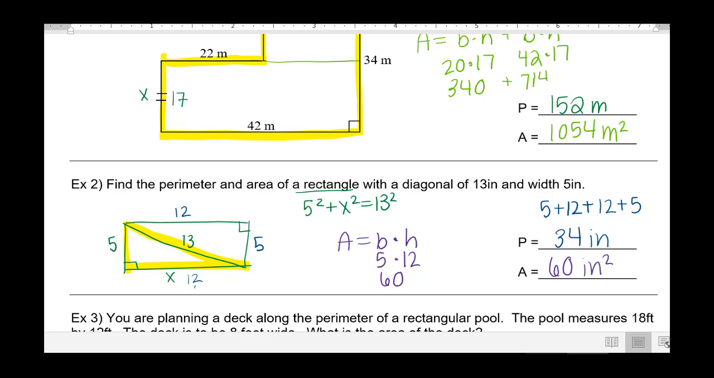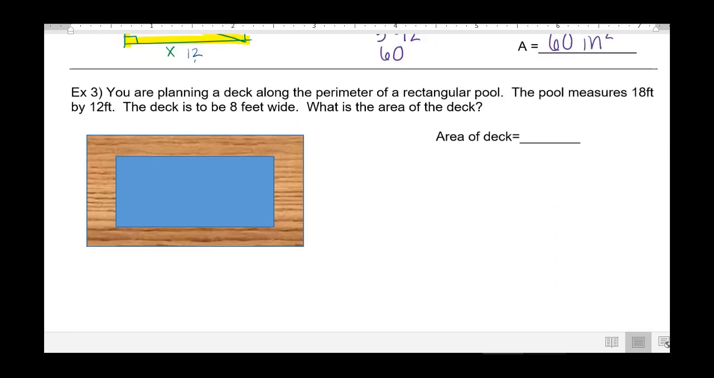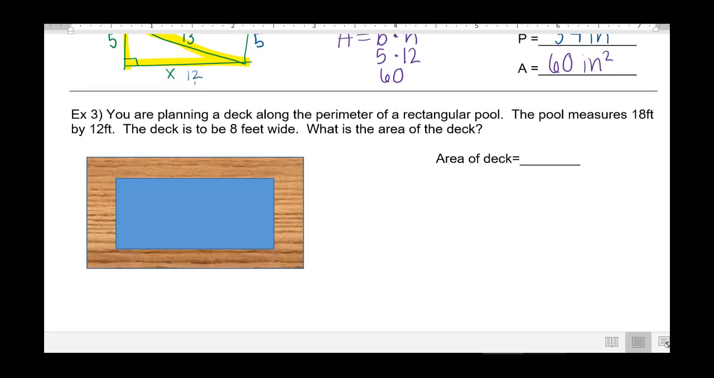And then our last example deals with a little application question. You might have remembered these questions in algebra, some border questions. So let's dive into this. We are planning a deck along the perimeter of a rectangular pool. Sounds kind of nice about now. The pool measures 18 feet by 12 feet.